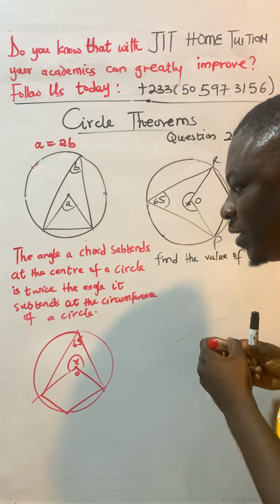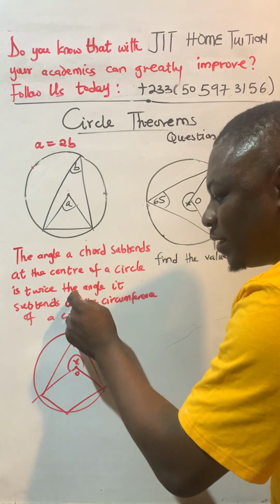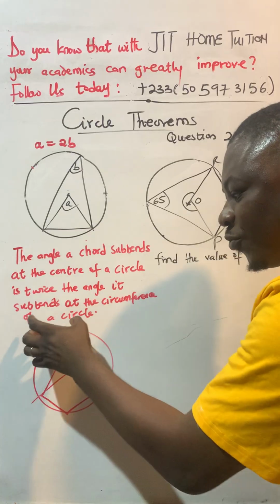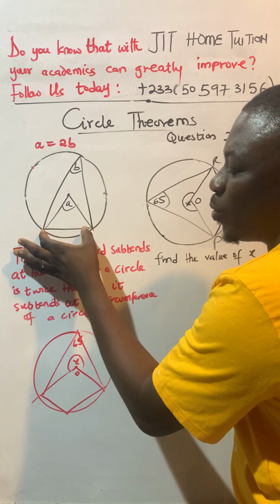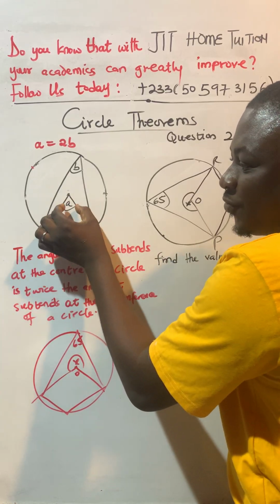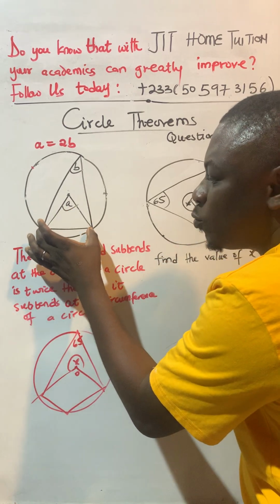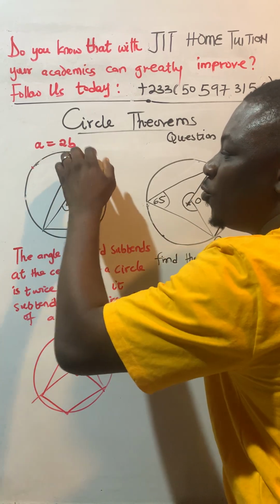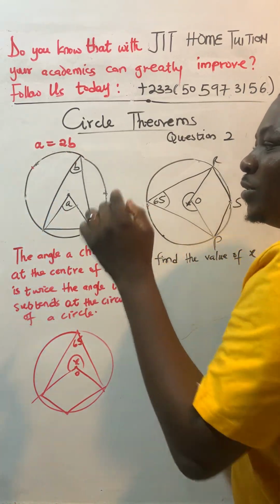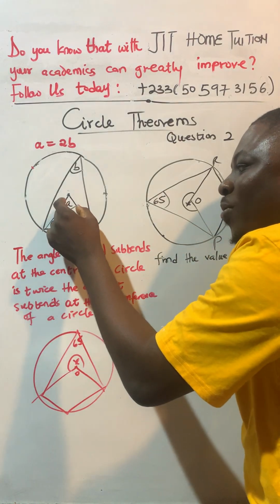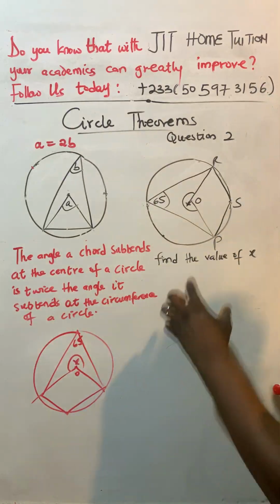What is the theorem? The theorem says that the angle a chord subtends at the center of a circle is twice the angle it subtends at the circumference of a circle. What does it mean? This is a chord, and when its endpoints meet at the center, they form an angle. That angle is A. And that same chord, when it subtends at any part of the circumference and they meet like this, also forms an angle. That angle is B. The condition is that the angle formed at the center is equal to twice the angle formed at the circumference.